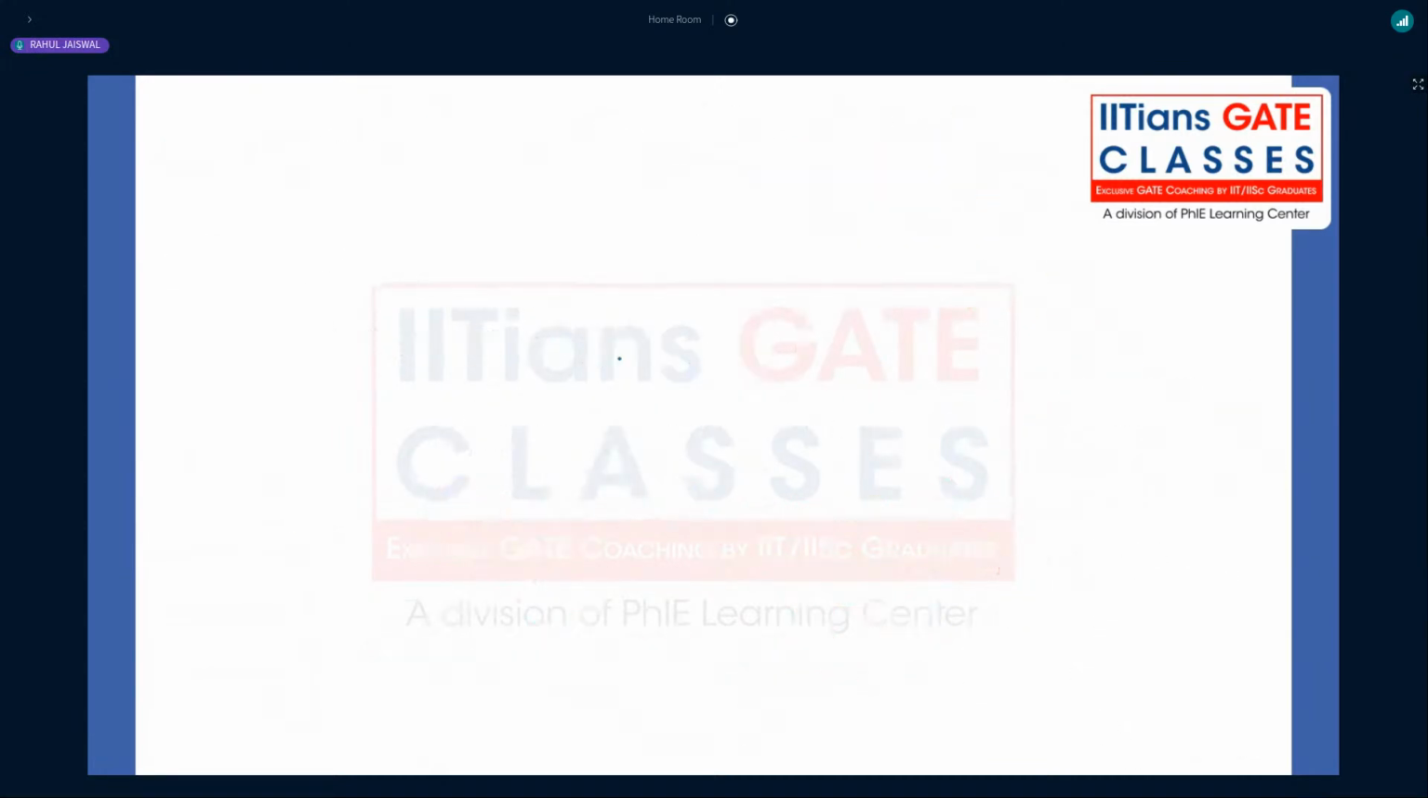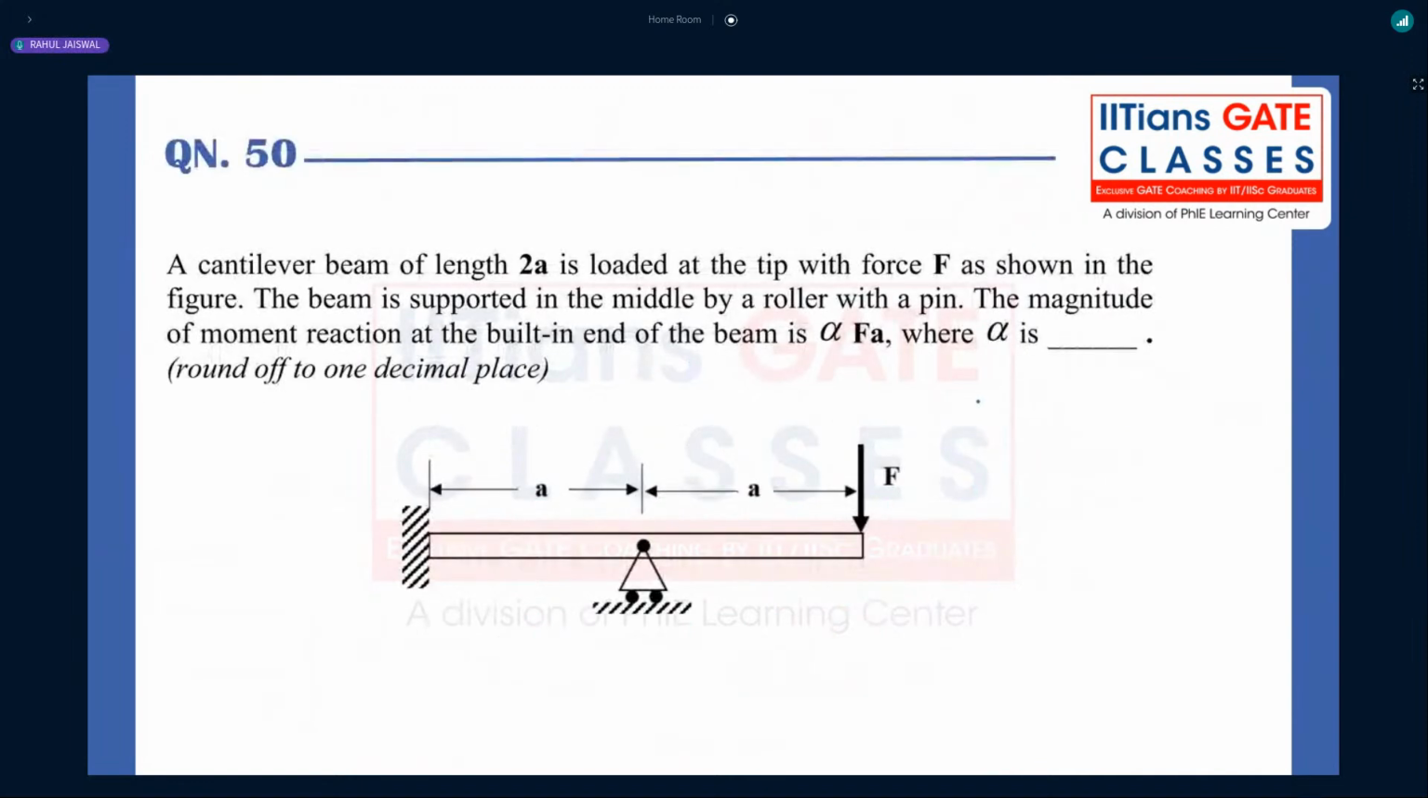Let's see now. So this question, regarding bending moment, they ask: a cantilever beam of the length 2a is loaded at the tip with the force F as shown in the figure. The beam is supported in the middle. That I mentioned on that day, that is a memory based solution we have given. There I mentioned that it is a propped overhang beam, right?